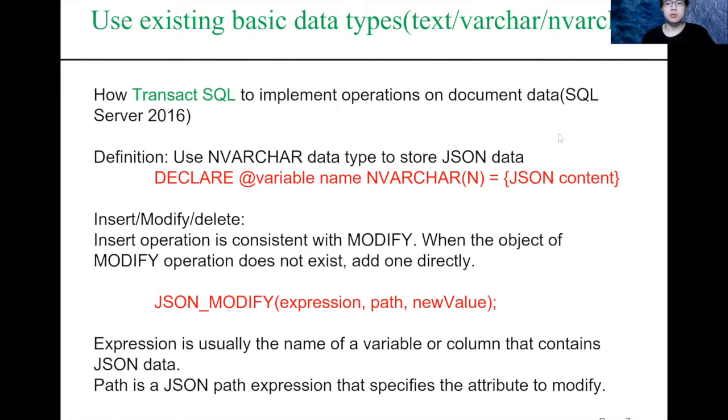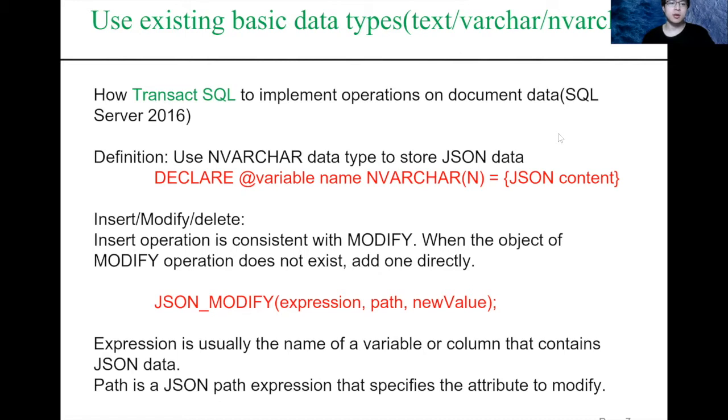JSON modify is a function that modifies the attribute value in a JSON string and returns the updated JSON string. If the modify operation modifies an attribute to none, it is a delete operation. We can see in red the syntax of Transact-SQL.